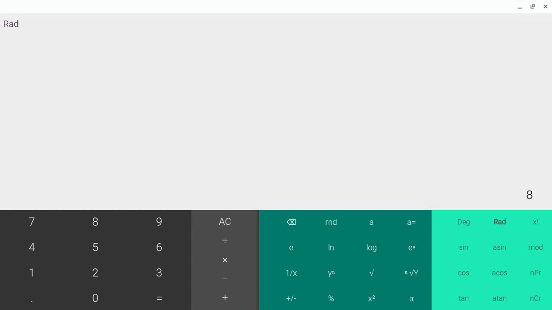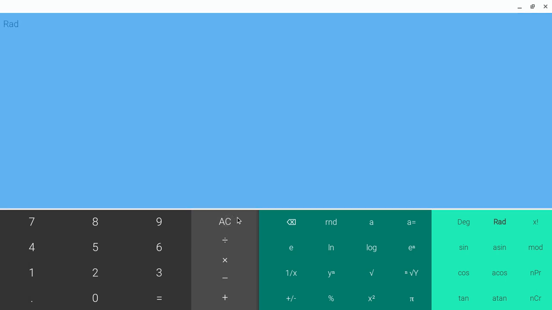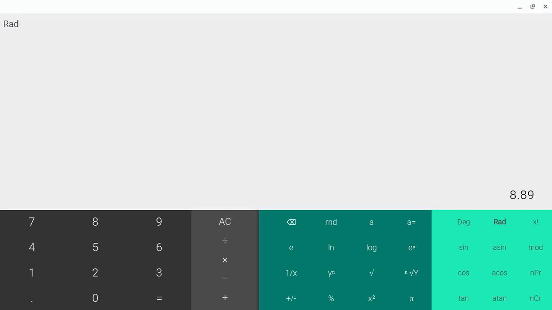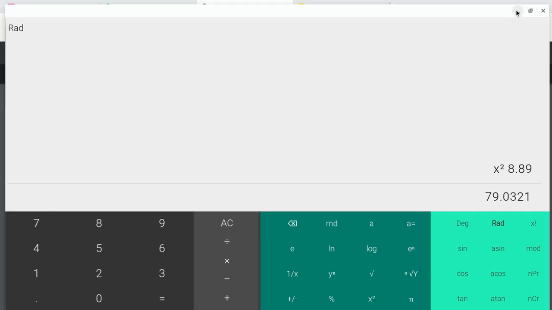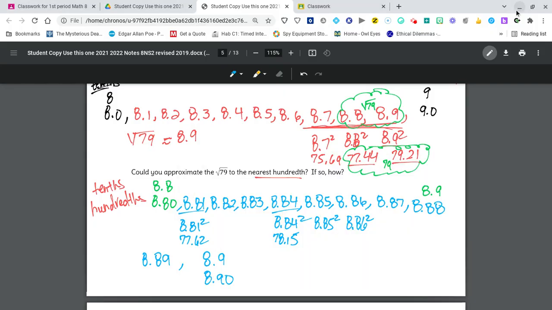Okay, let's try 8 and 8700s. That's going to be 78 and 6800s. 8.8800s. 78 and 85. I'm going to try 8.89. Square it. We get 79 and 300ths. Okay. So I'm going to list the last two.